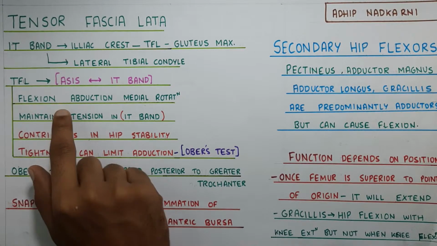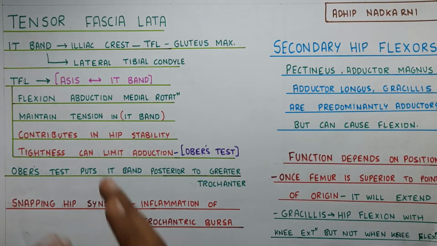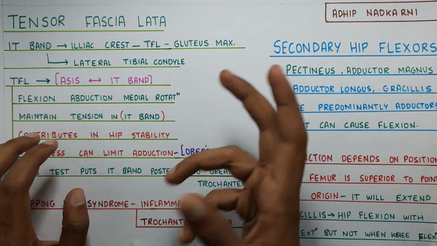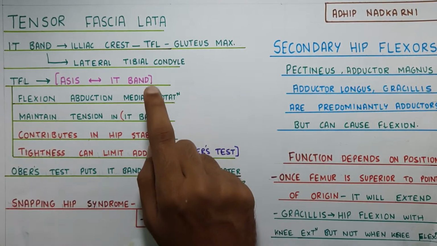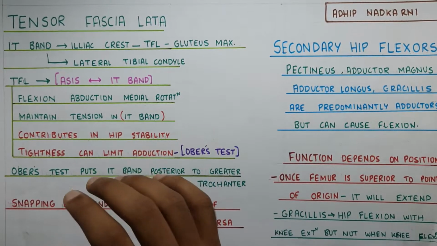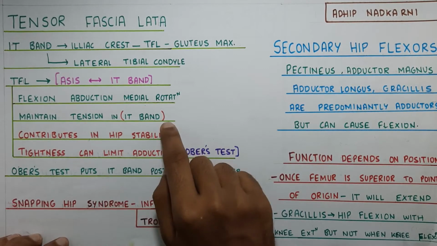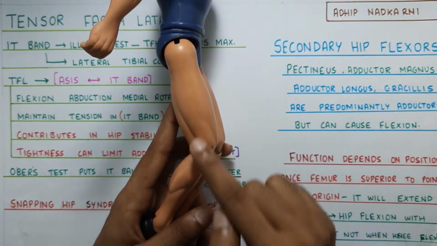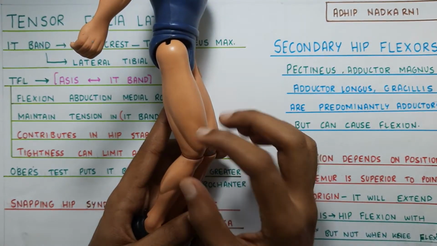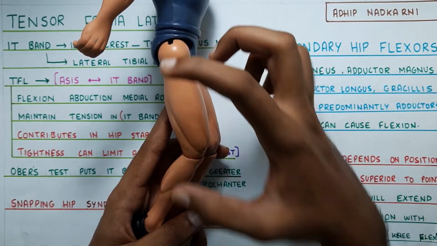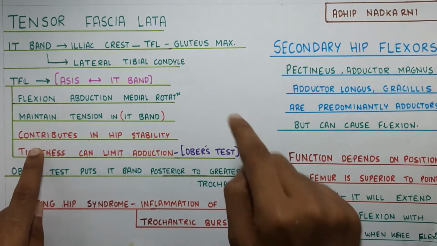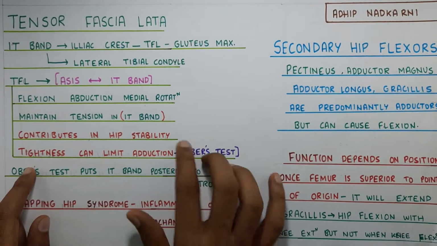It does flexion, abduction and medial rotation. Because it's on the lateral side, it does abduction, and medial rotation is kind of a tricky part over here that you need to remember, and also flexion because we're talking about flexors over here, right? Then it also maintains tension in the IT band. Since the IT band is on the lateral side, which gives stability to the hip on the lateral side and also your knee, this tension in the IT band is maintained by your tensor fascia lata. Okay. It also contributes to hip stability, which I just mentioned, and tightness can limit adduction.